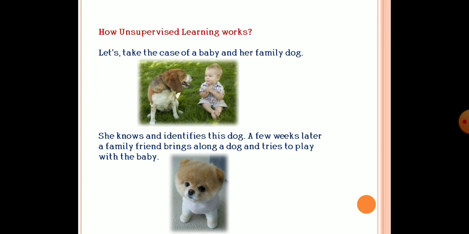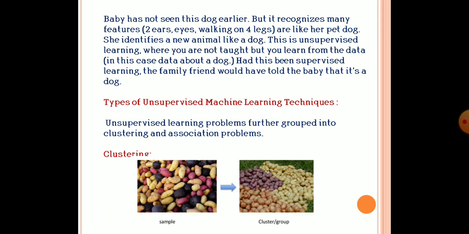How unsupervised learning works. Let's take the case of a baby and her family dog. She knows and identifies this dog. A few weeks later, a family friend brings along a dog and tries to play with the baby. The baby has not seen this dog earlier, but she recognizes many features: two ears, eyes, walking on four legs are like her pet dog. She identifies the new animal as a dog. This is unsupervised learning, where you are not taught but you learn from the data, in this case data about a dog. Had this been supervised learning, the family friend would have had to tell the baby that it's a dog.